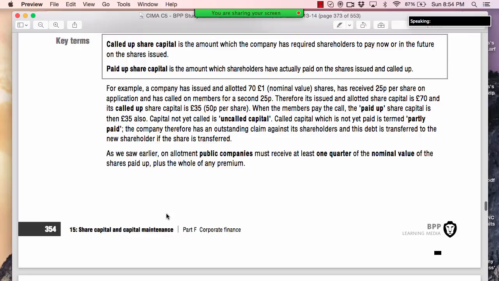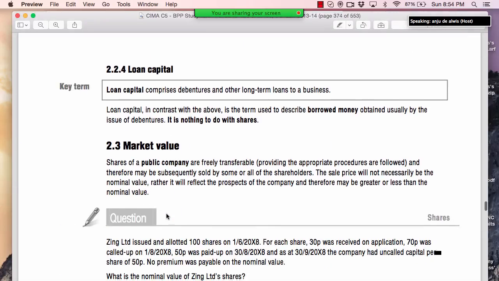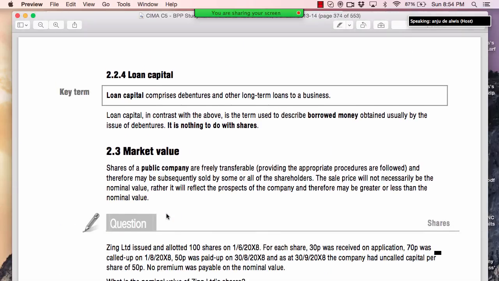Right. So let us go to the next one. Loan capital. Now there is another one, loan capital, that comprises debentures and other long-term loans to the business. It's called debentures and it has nothing to do with shares.